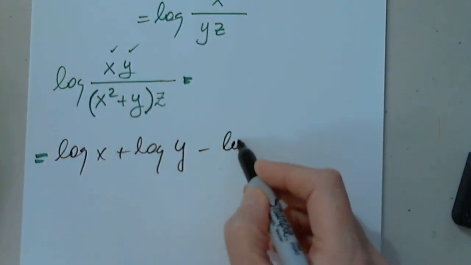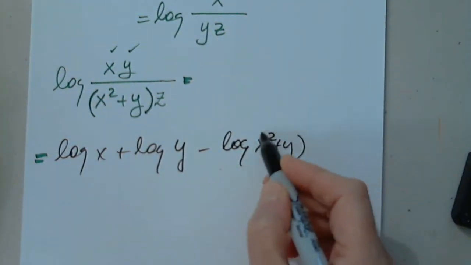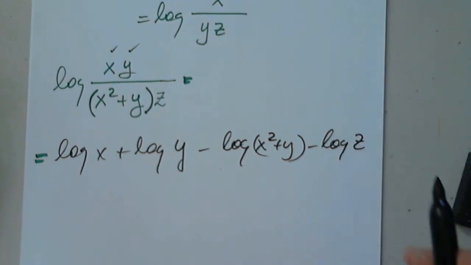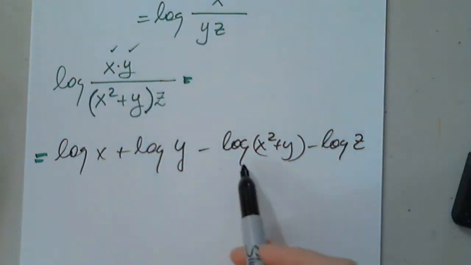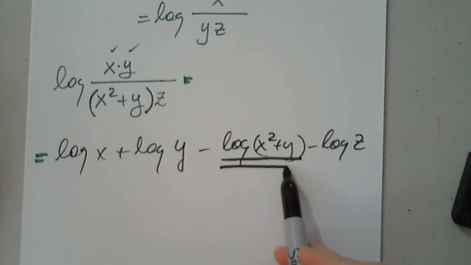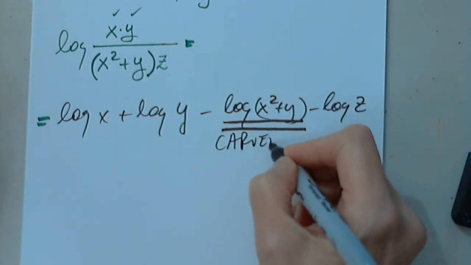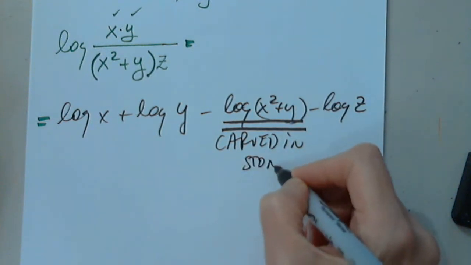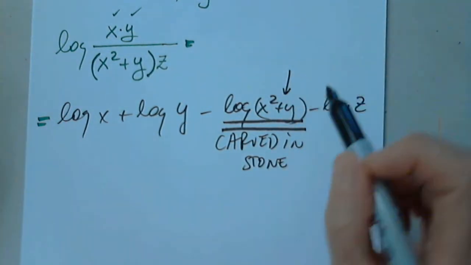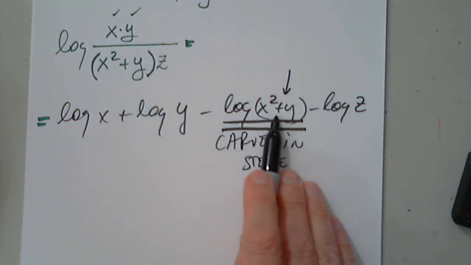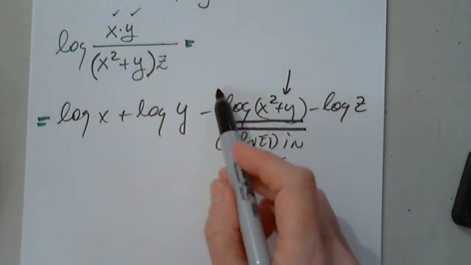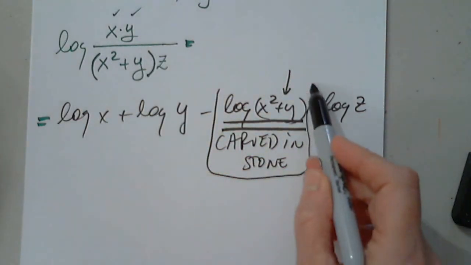log x squared plus y minus log x, I mean log z. Brilliant. Thank you. That's all I want you to realize. These two have to have positive because they come from a product. This cannot be expanded in any way. This is carved in stone. We have no property for log applied to a sum or a difference. So no one can simplify this in any way, shape, or form.